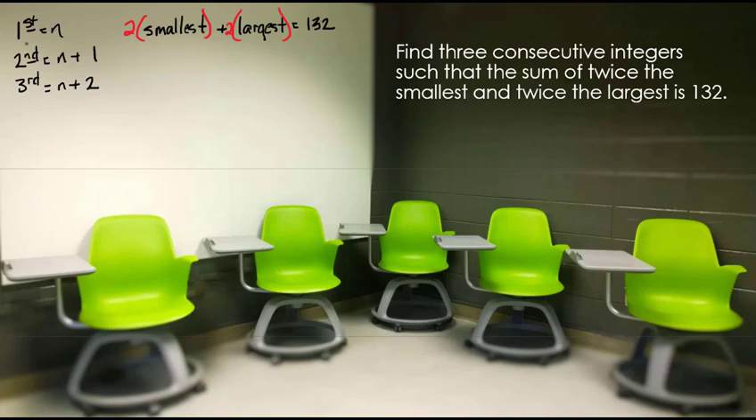Well, the first number in the list is the smallest. And the third number in the list is the largest. So now from here I'm just going to plug in 2 times the smallest, 2 times the largest, and that gets 132. So now we've set up our equations, let's just go ahead and solve this.